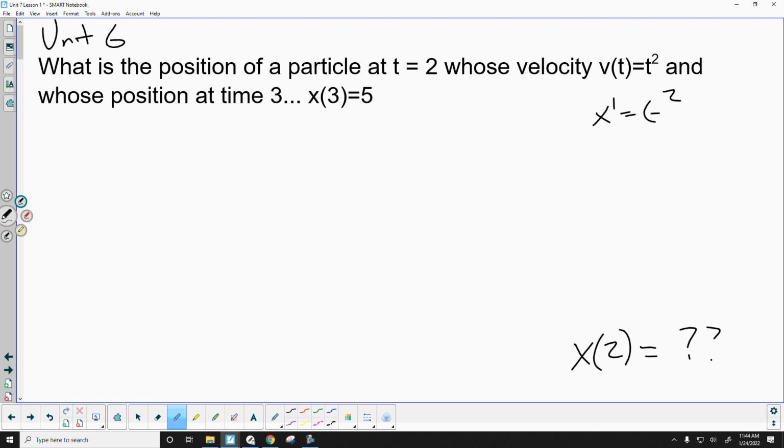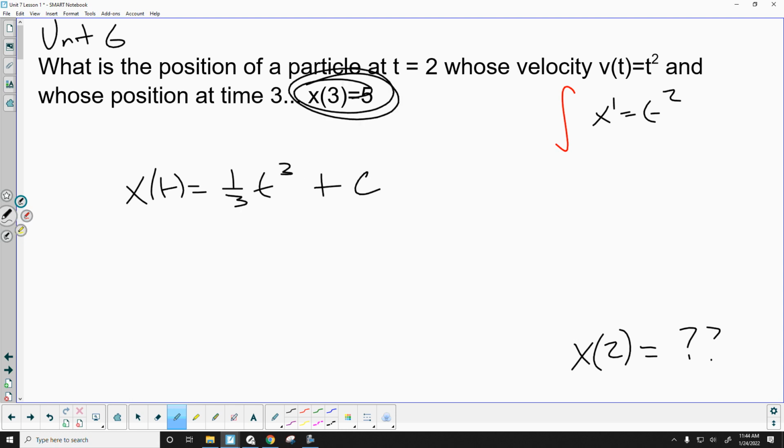Negative 4/3 is correct. Yeah, what? Oh, the C. Yeah, I remember about the C. When I take an antiderivative to go backwards, we know that we need to include a plus C, and I use an initial condition to find said C.